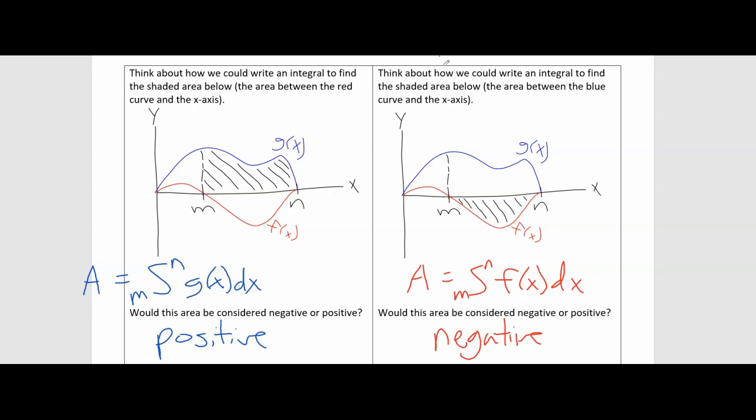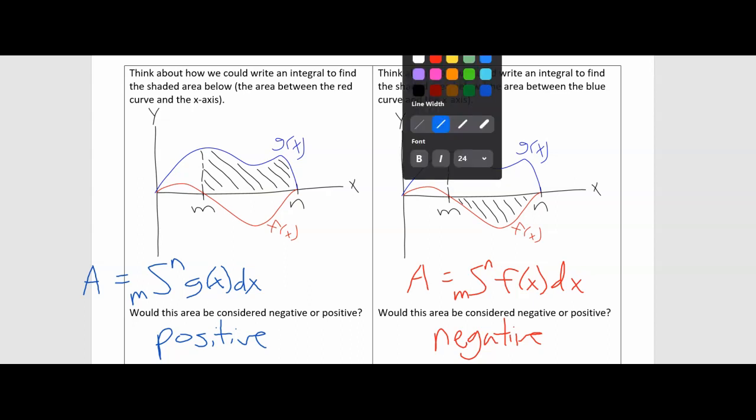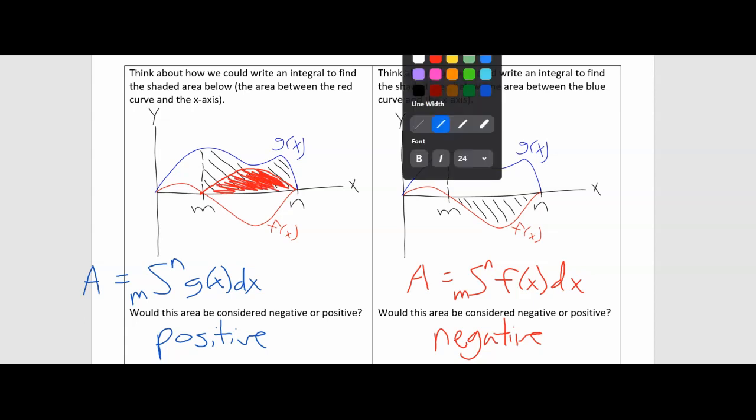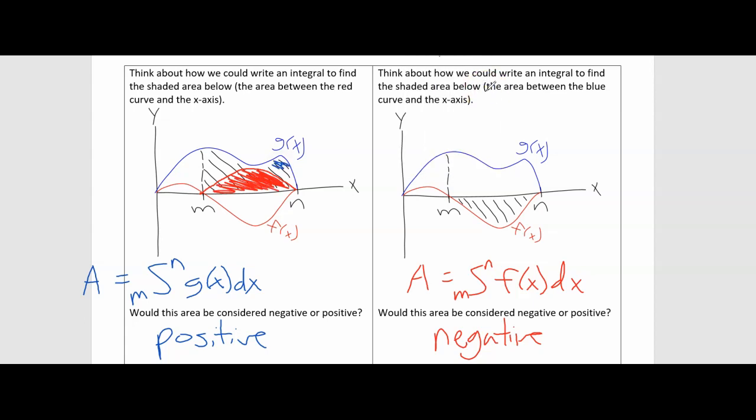If I just add these areas together, then what I'd really be doing is subtracting the red area from the blue. I'd start with the blue and add the red to it, but the red's negative, so it'd be like subtracting. I don't want to do that though.